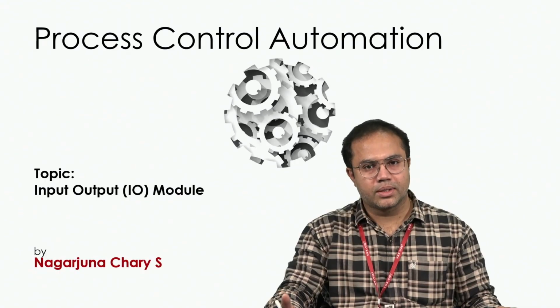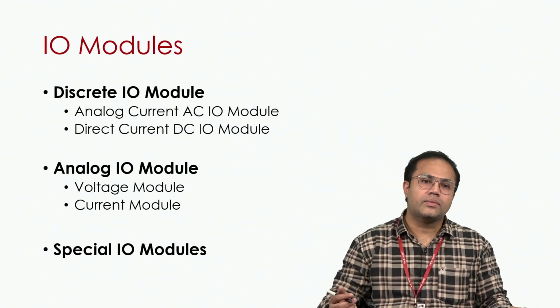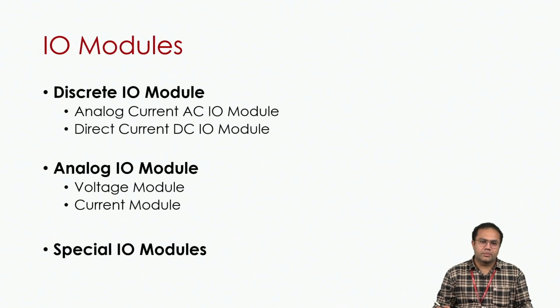So let's look into the module types. Here, the modules are basically categorized into three. The first is the discrete IO module. The discrete IO module is further classified into two types: analog current module and discrete current IO module, right? So what is a discrete module?